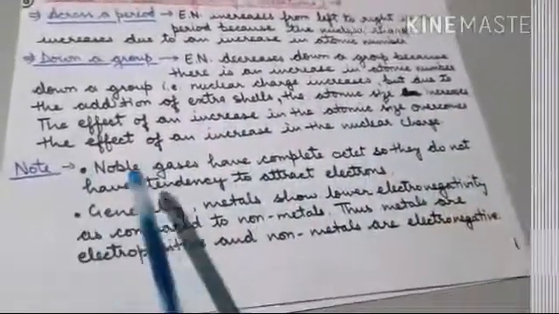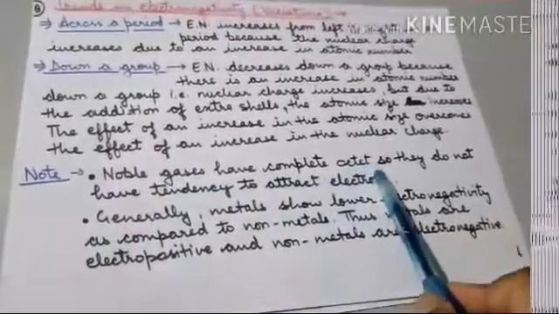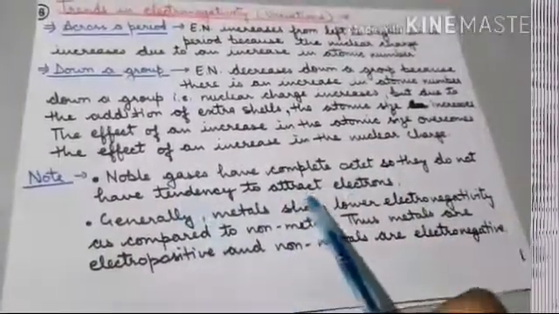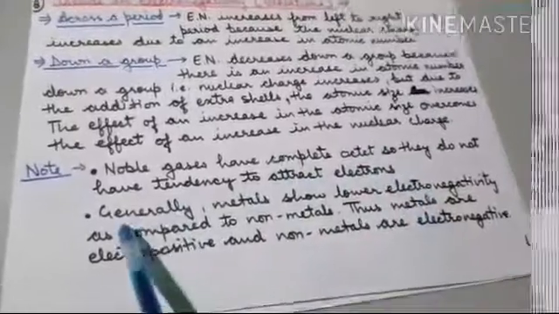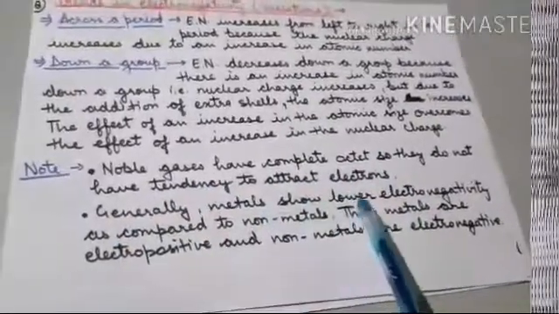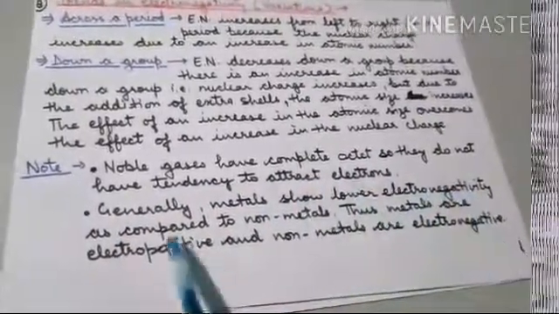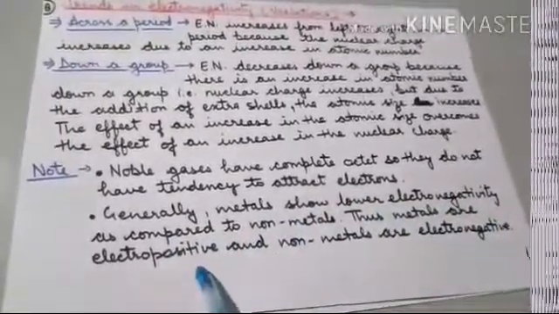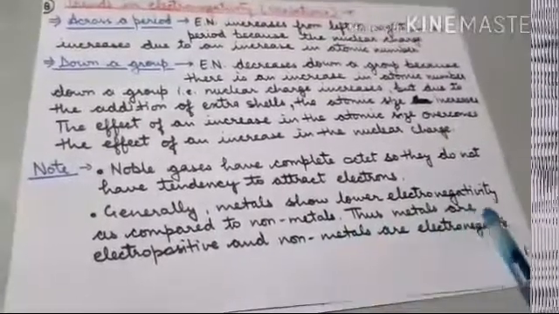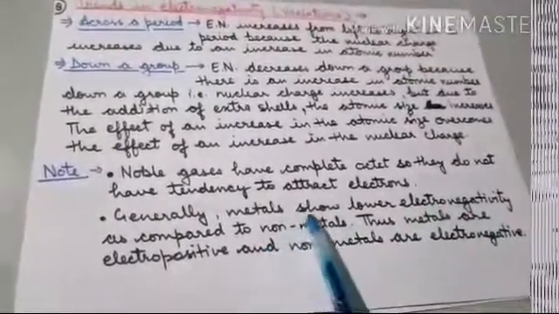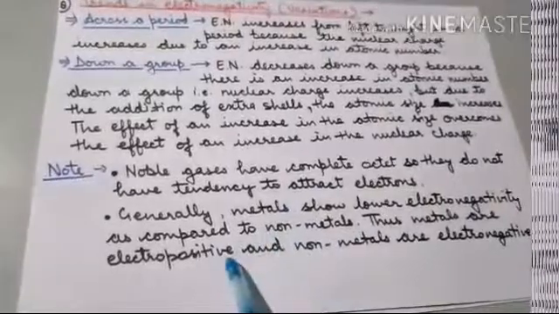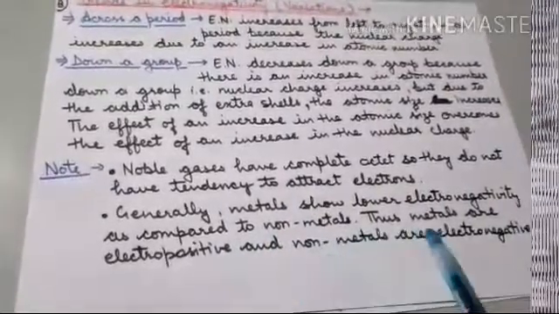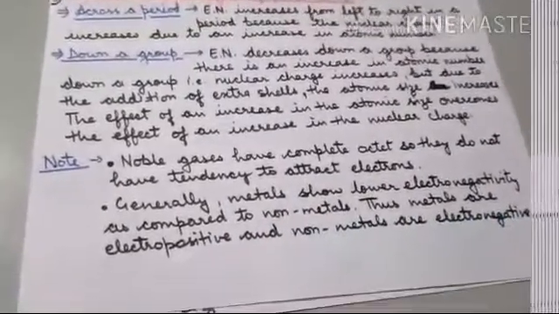Now, there is a note. Noble gases have a complete octet, so they do not have the tendency to attract electrons. Generally, metals show lower electronegativity as compared to non-metals. Thus, metals are electropositive and non-metals are electronegative. That's why metals are known as electropositive elements and non-metals are known as electronegative elements.